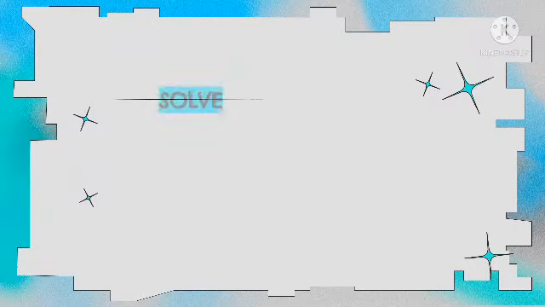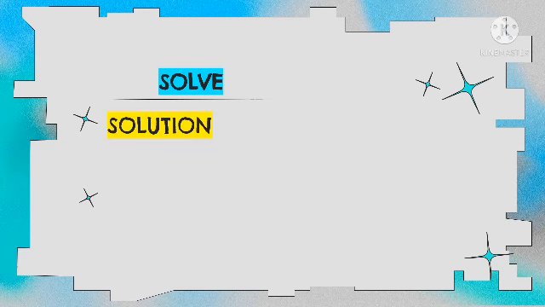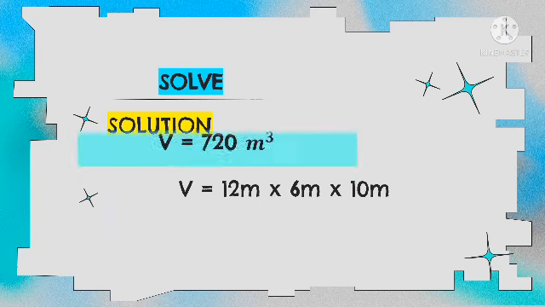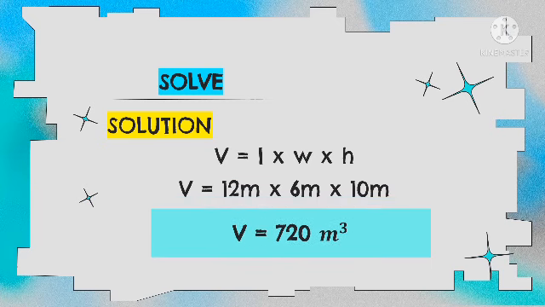Okay, third step is to solve the problem. So, pakita na natin kung paano natin isa-solve yung problem using the formula. Volume equals length times width times height. Then, we will substitute the given values to the formula. So, V equals 12 meters yung length. Multiply natin sa 6 meters na width and times natin sa 10 meters na height. Then we will get the volume of 720 cubic meters.